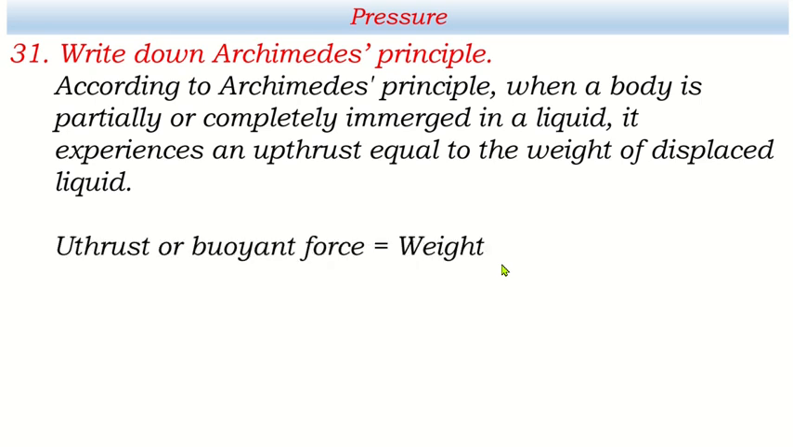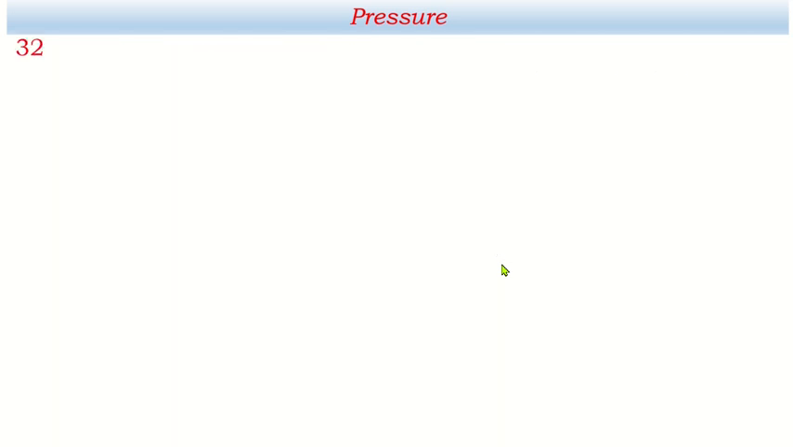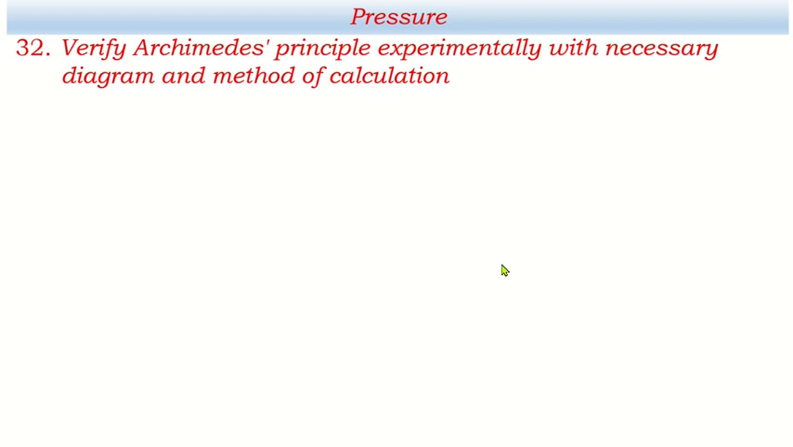So we can write a formula for this: upthrust or buoyant force. According to Archimedes principle, upthrust is equal to weight of displaced liquid. This is the heart of the Archimedes principle. But how can we prove that upthrust is equal to weight of displaced liquid? There is another question for this. The question is, verify Archimedes principle experimentally with necessary diagram and method of calculation.